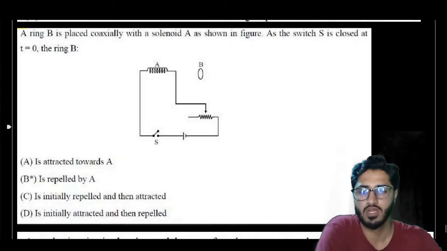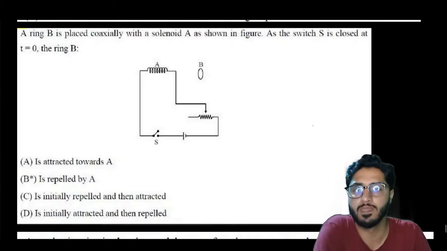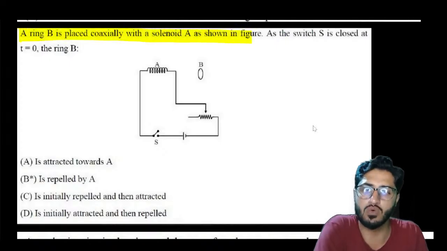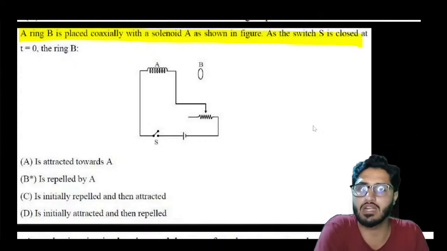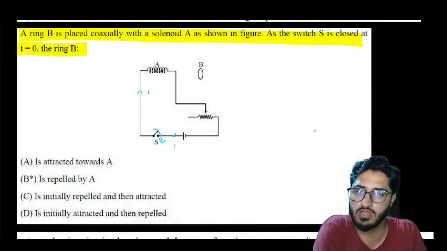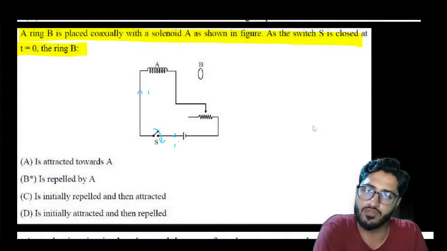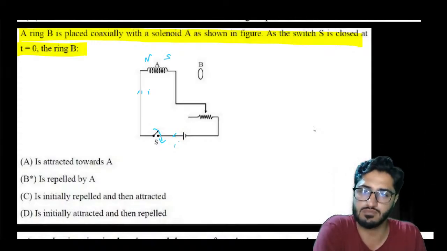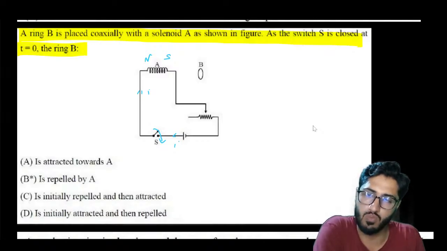This one now. Just you can see here, a ring B is placed coaxially with solenoid A as shown, and the switch S is closed. Okay, no issue. Look, when we close it, current should flow from this one now. If it should flow, it will flow. So this will be a north pole, south pole. Done. So look now, what will happen now?